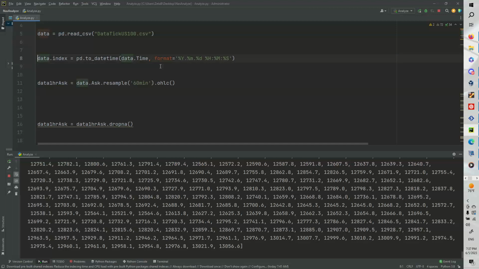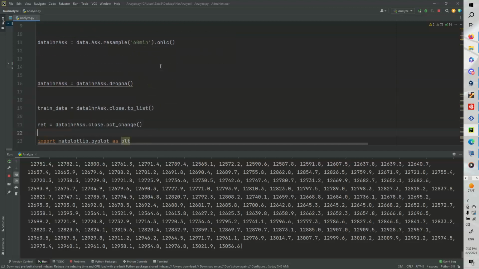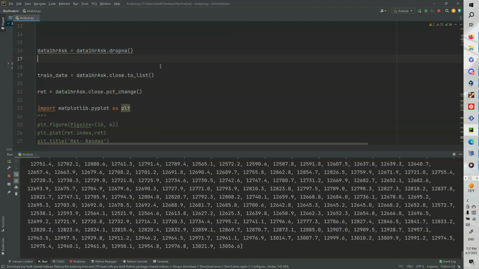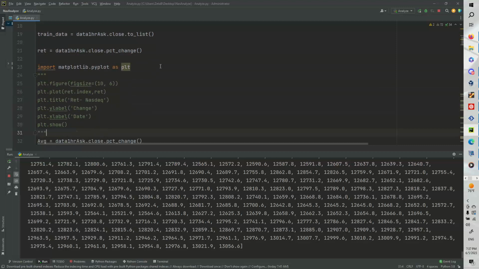Okay, so here's the data index. We're going to convert it to time. We are going to do an OHLC of about 60 minutes, that's 1 hour. We're going to drop the NaN values. This one's, I think, useless. For ret, we're going to get the pct_change. So in order to do volatility calculations, we have to get the rate of change. We're going to do that calculation.